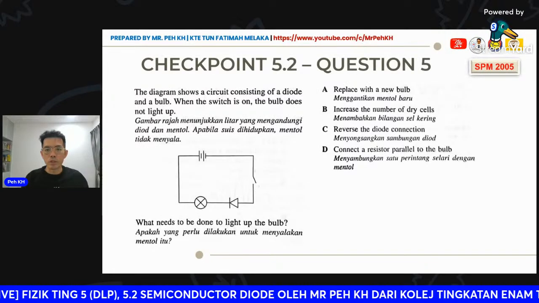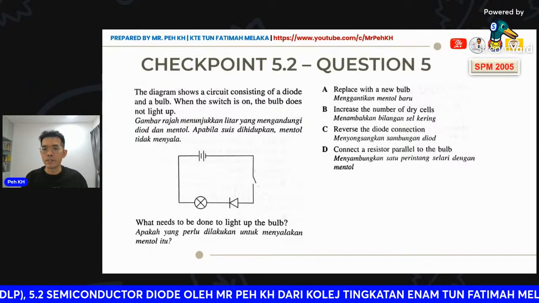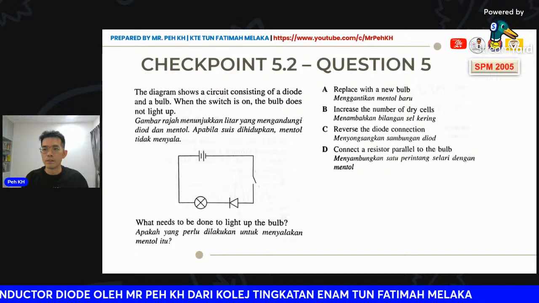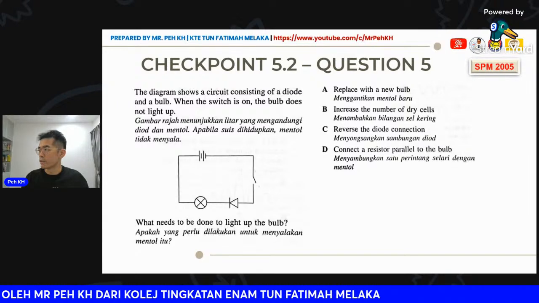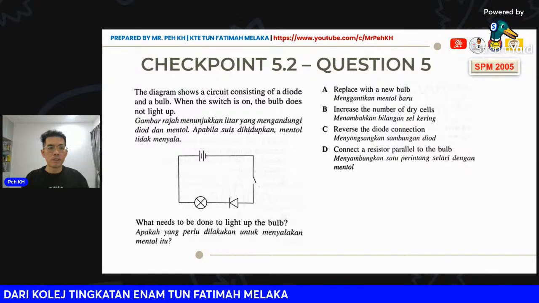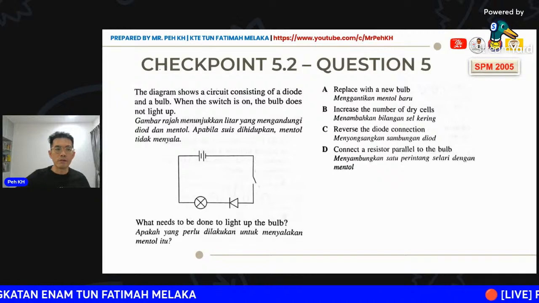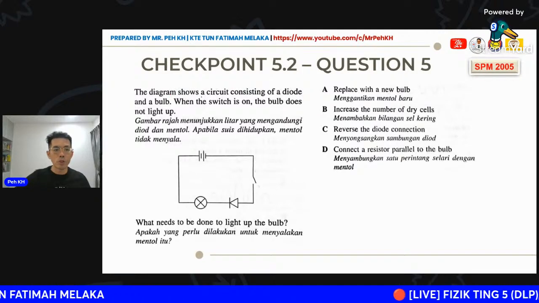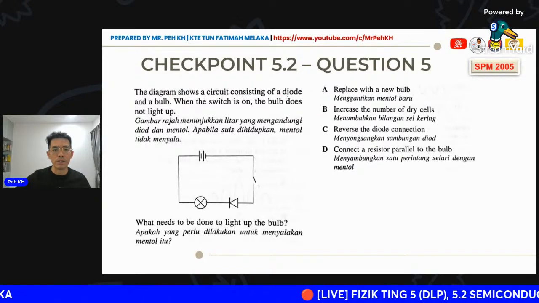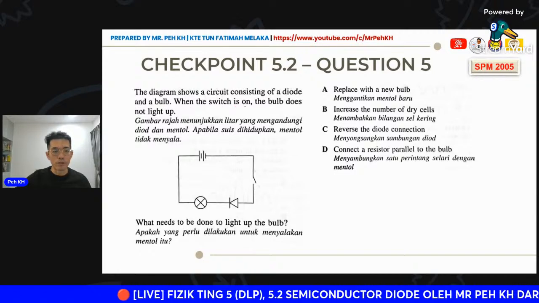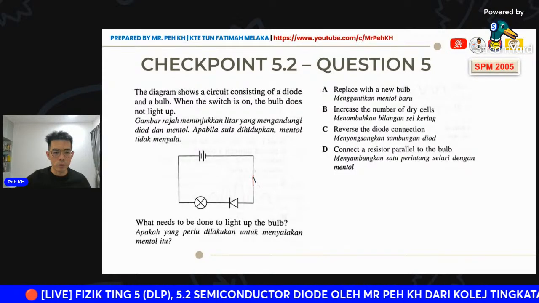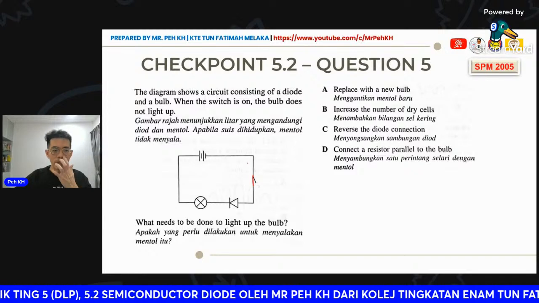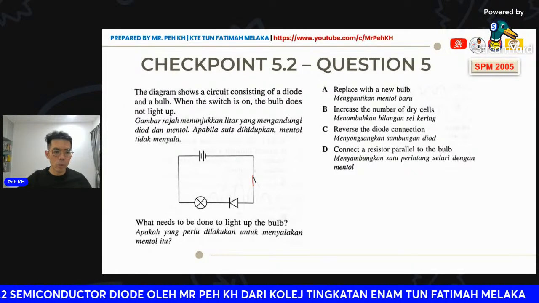So the next question here, question number 5, comes from the past question of 2005. Let us read the question together first. The diagram shows a circuit consisting of a diode and a bulb. When the switch is on, that means we close the switch, the bulb does not light up. So what needs to be done?